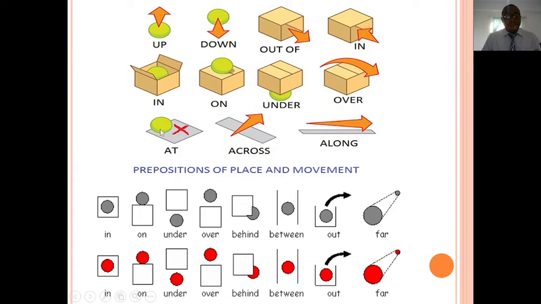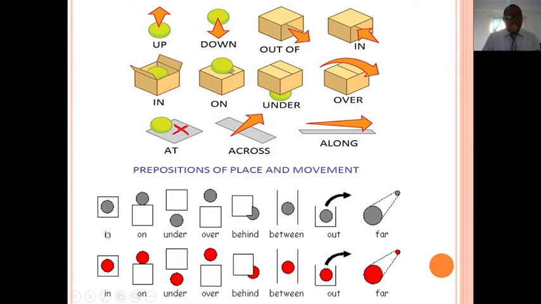At. Across. Now, if we look at this arrow, it is pointing across the road. Along. So the arrow is pointing along the road. Let's look at other prepositions of place and movement.